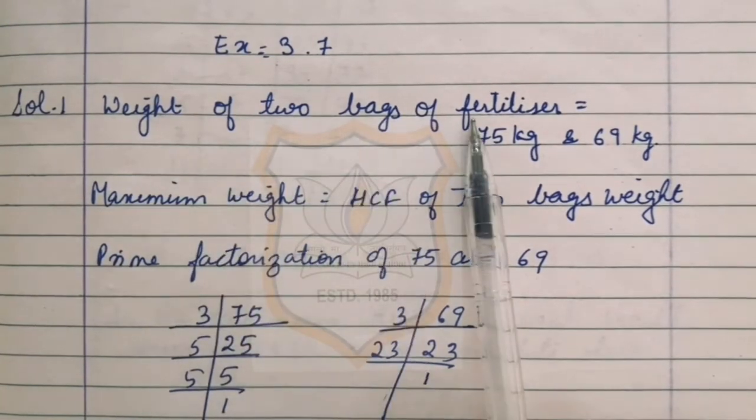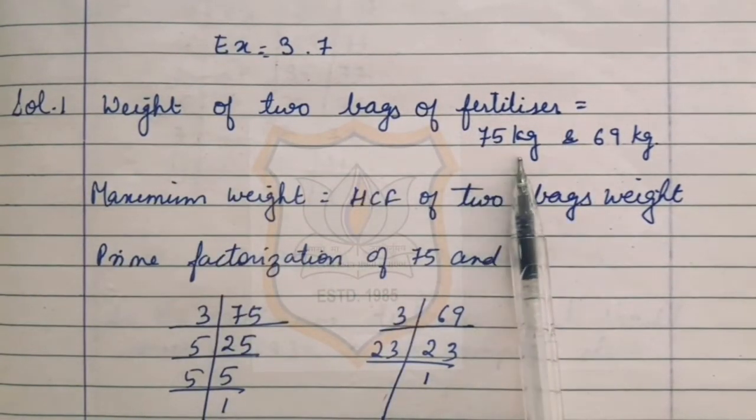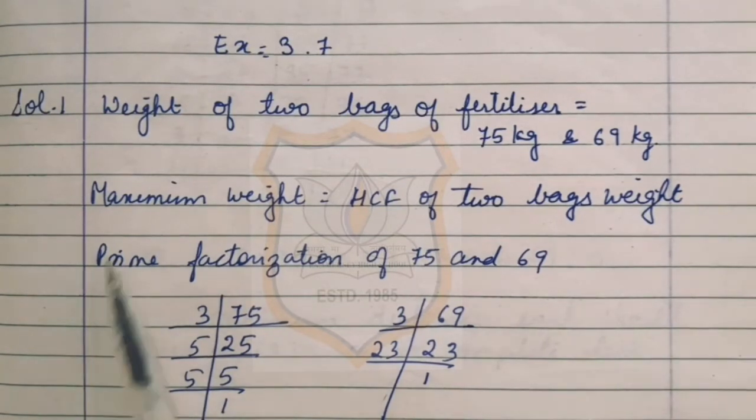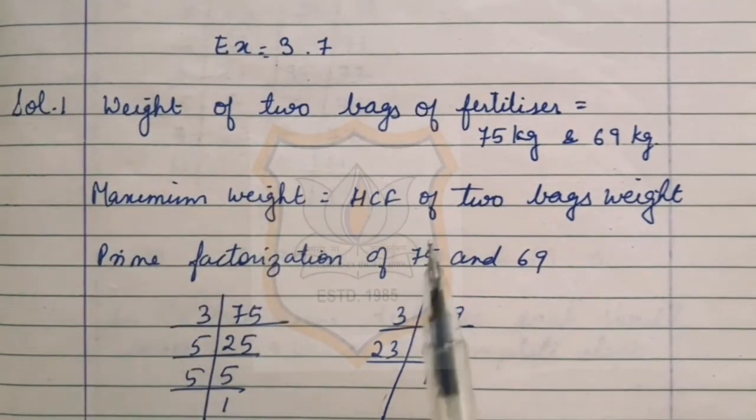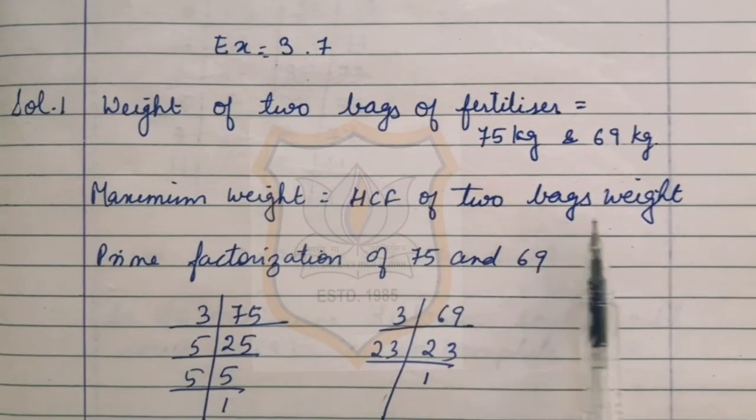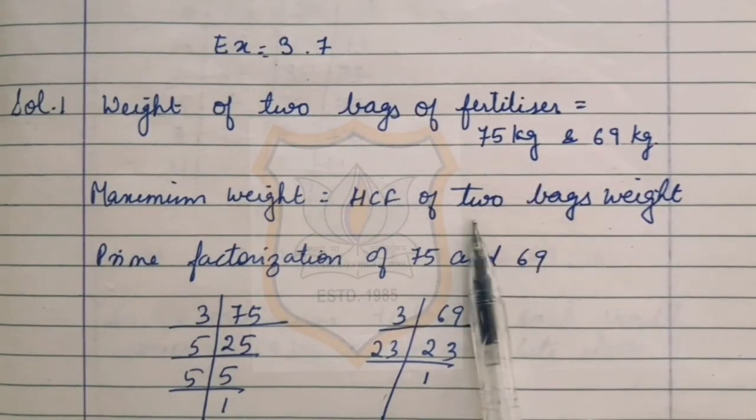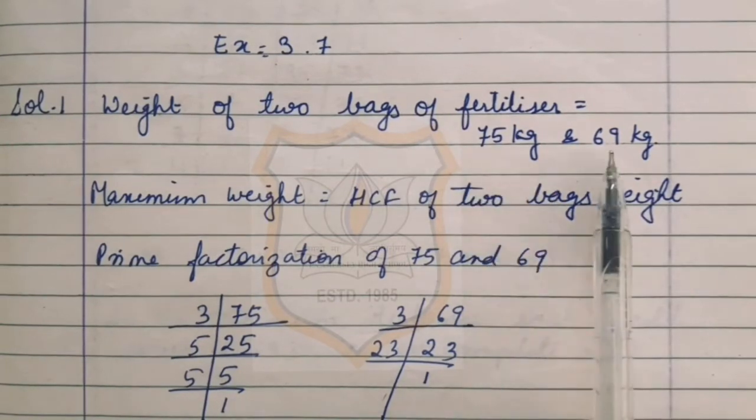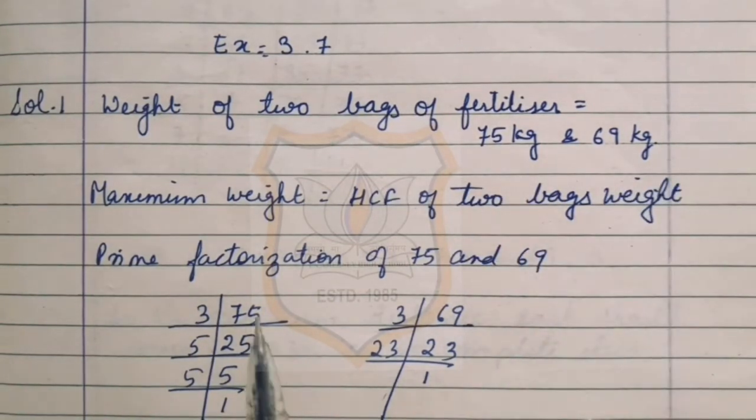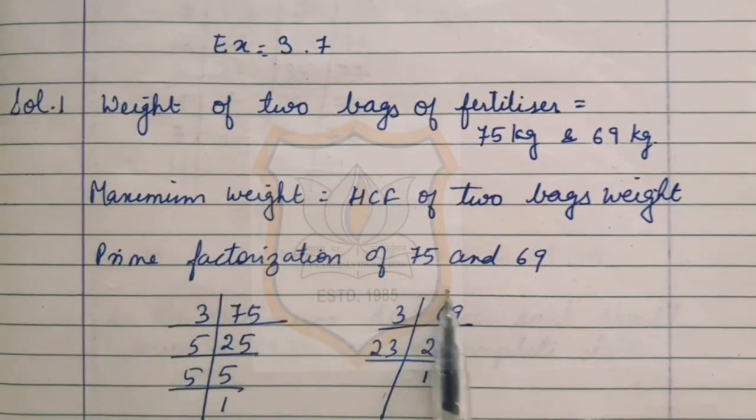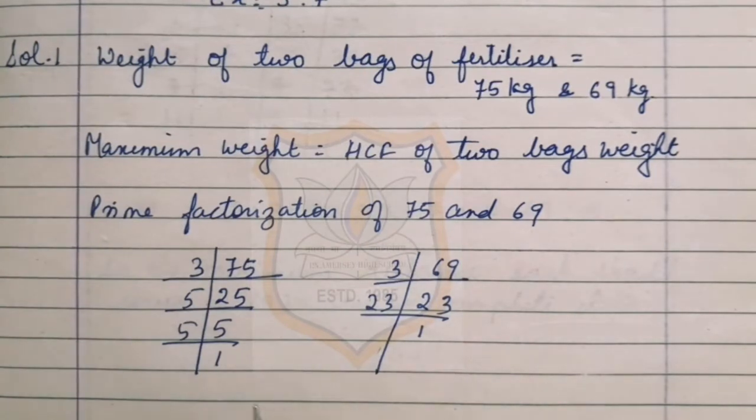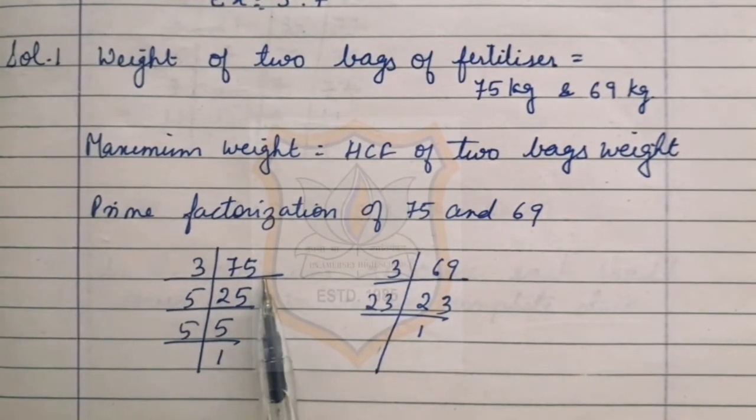Now, solution for sum number 1. Weight of 2 bags of fertilizer is equal to 75 kg and 69 kg. It is given in the question. Maximum weight we have to find means HCF of the 2 bags' weight, that is 75 kg and 69 kg. For this we will find the prime factorization of 75 and 69. So first we find the prime factors of 75.